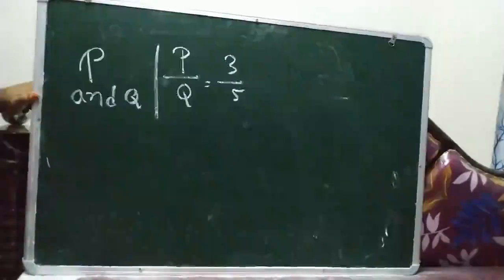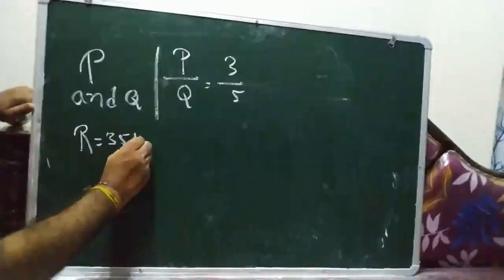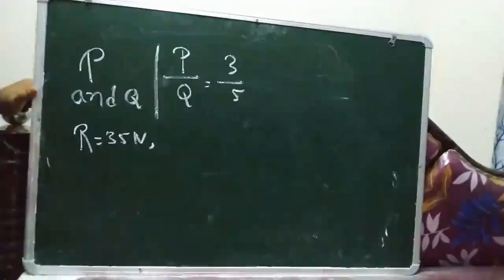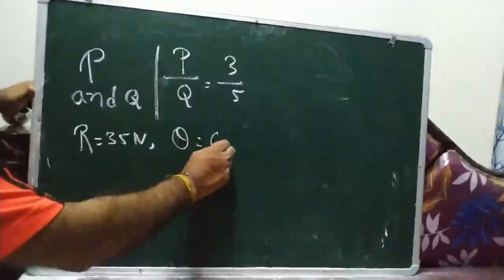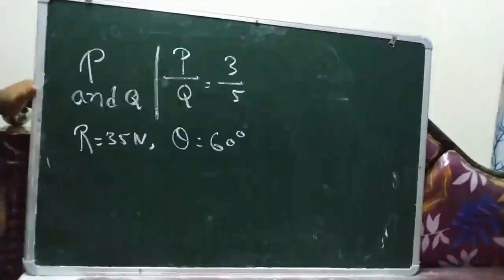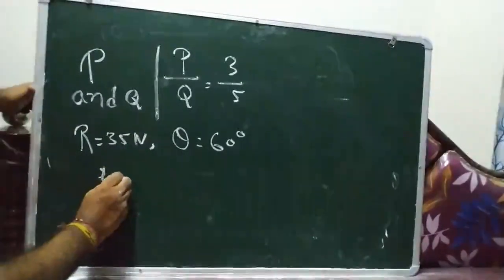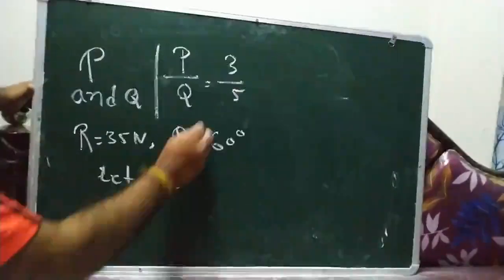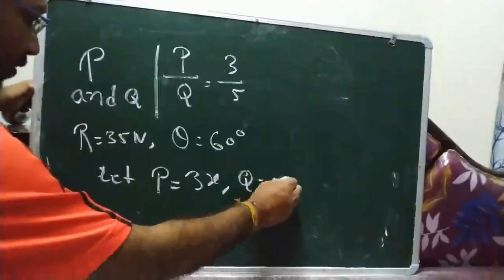And their resultant is given, that is 35 Newton. The angle of inclination is 60 degree. The angle between P and Q is 60 degree. So you have to find out the magnitude of each force. Theta is also given, 60 degree. How can you find out the magnitude of each force? Because P by Q equal to 3 by 5, suppose P equal to 3x and Q equal to 5x.